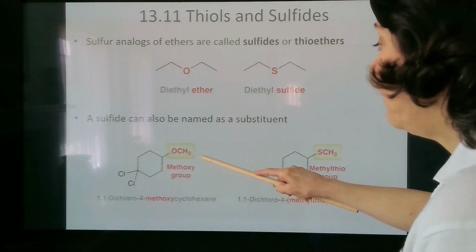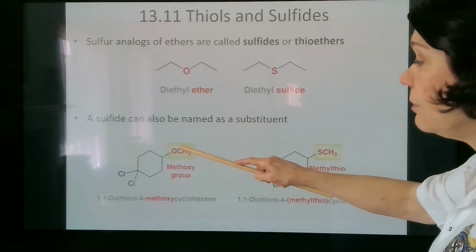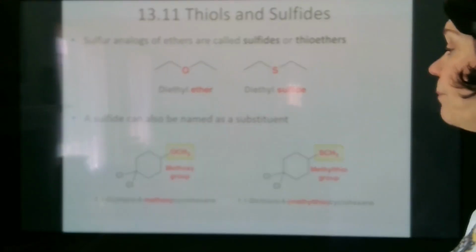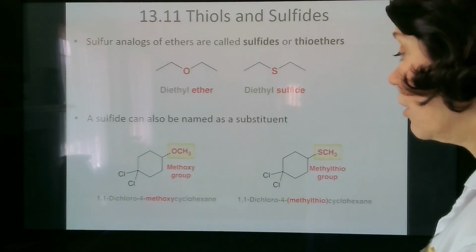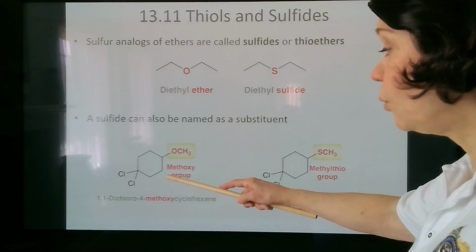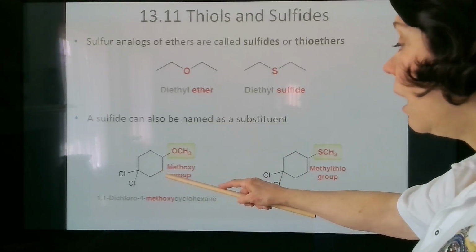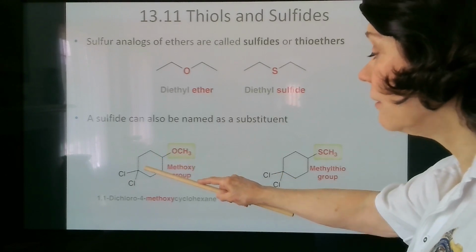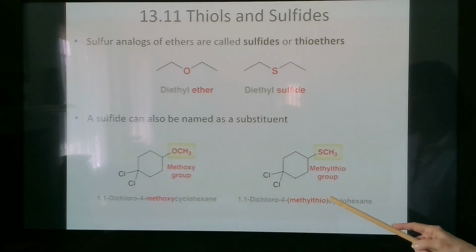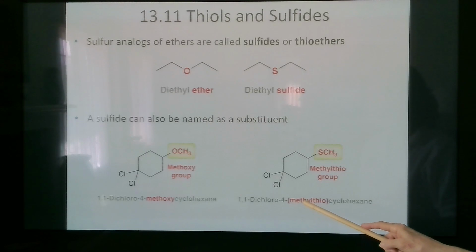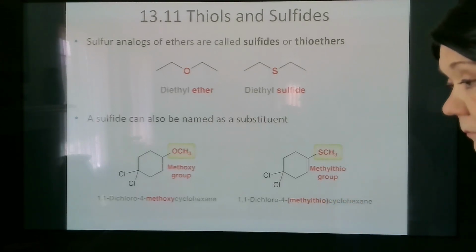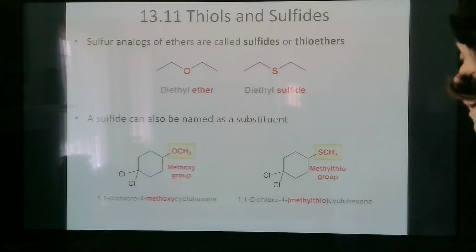A sulfide can be named as a substituent. So here this is a methoxy group. This is a methylthio group, as I mentioned earlier. So this one would be 1,1-dichloro, 4-methoxycyclohexane. This is going to be 1,1-dichloro, 4-methylthiocyclohexane. So very similar nomenclature rules.